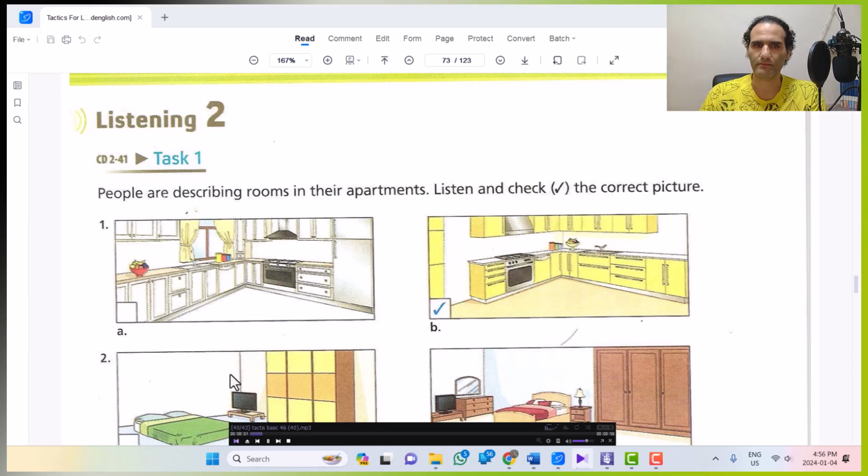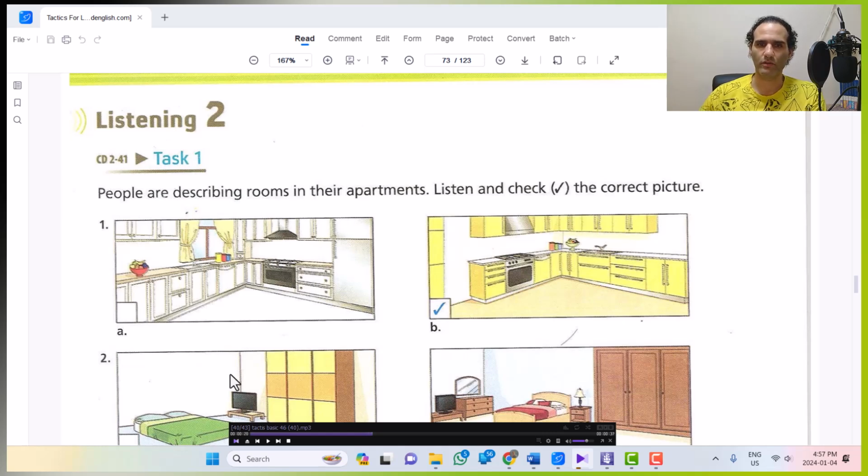Page 63. Track 41. Listening 2. 1. Does the kitchen have everything you need? Like a stove and a refrigerator? There's a stove, but not a refrigerator. I need to buy one.